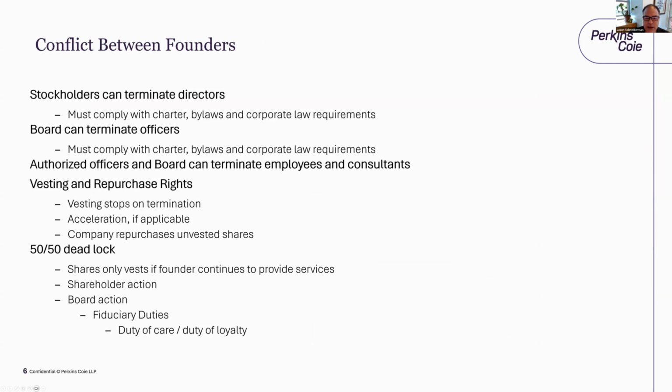So, conflicts between founders. We talked a bit about vesting and how to solve that, and we've talked a bit about the 50-50 deadlock. Again, what you need to understand is how corporations work. Stockholders get to elect the directors. We'll just use an example.